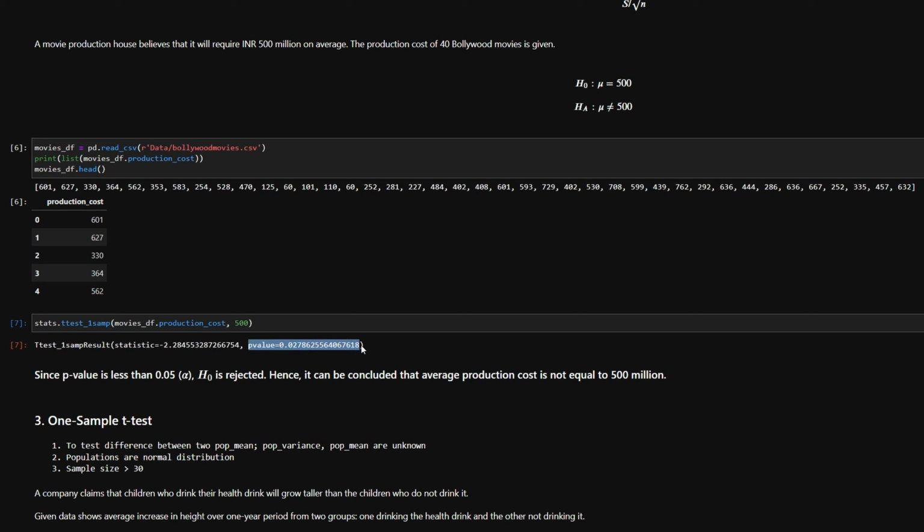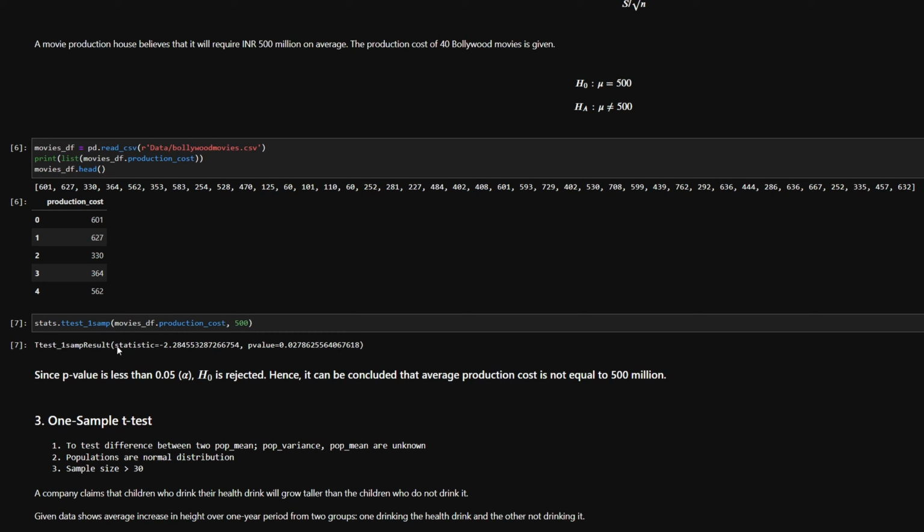Now, the p value is less than 0.05 or it's less than 5% or level of significance. That means the null hypothesis is going to be rejected. Hence, we can conclude that the average prediction cost is not equal to 500 million. So we have accepted the alternate hypothesis.